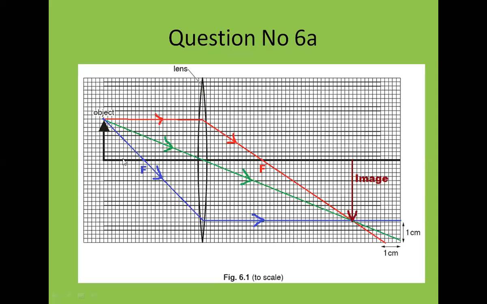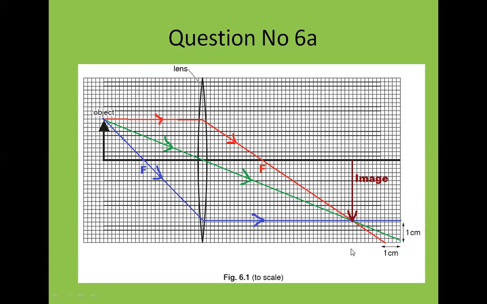This green line starts from the head of the object and goes through the optical center of the lens. It goes undeviated. It does not bend. It goes straight. This blue line starts from the head of the object and passes through the F on the left side of the lens. When it touches the lens, after passing through the lens, it goes parallel to the principal axis.